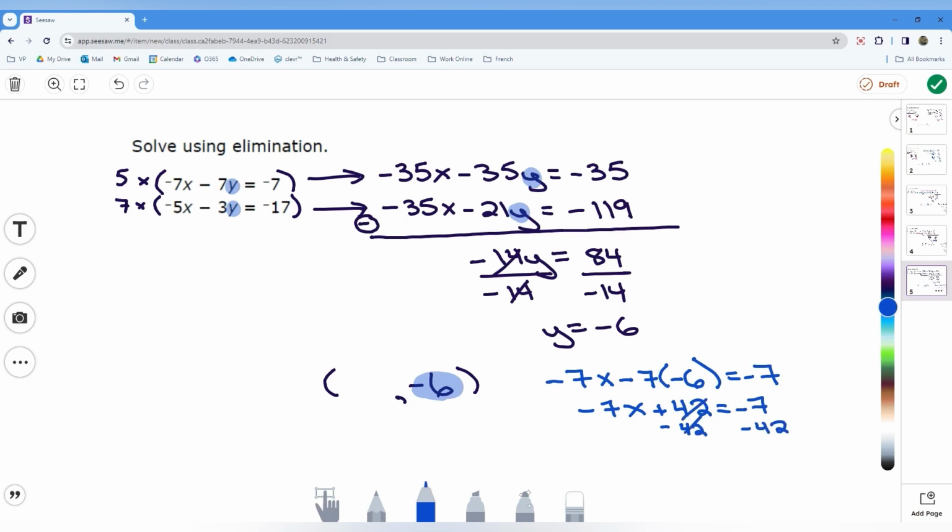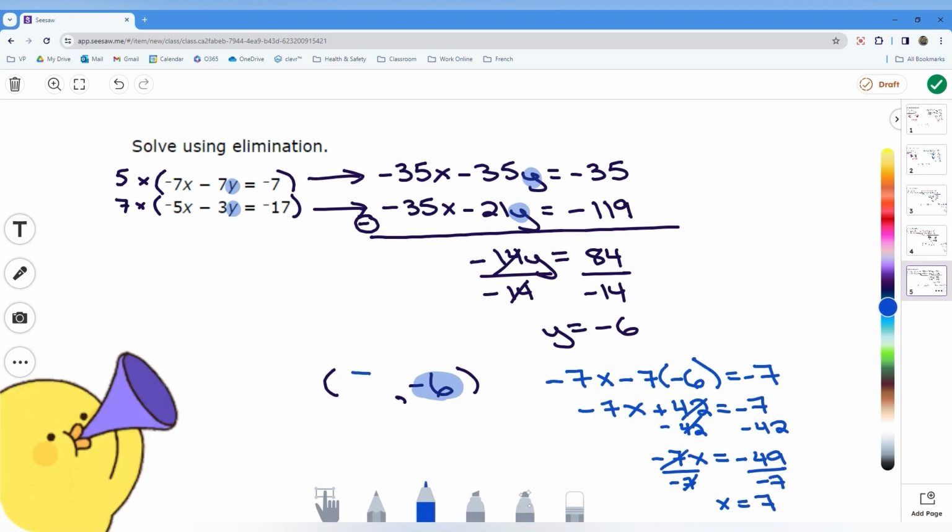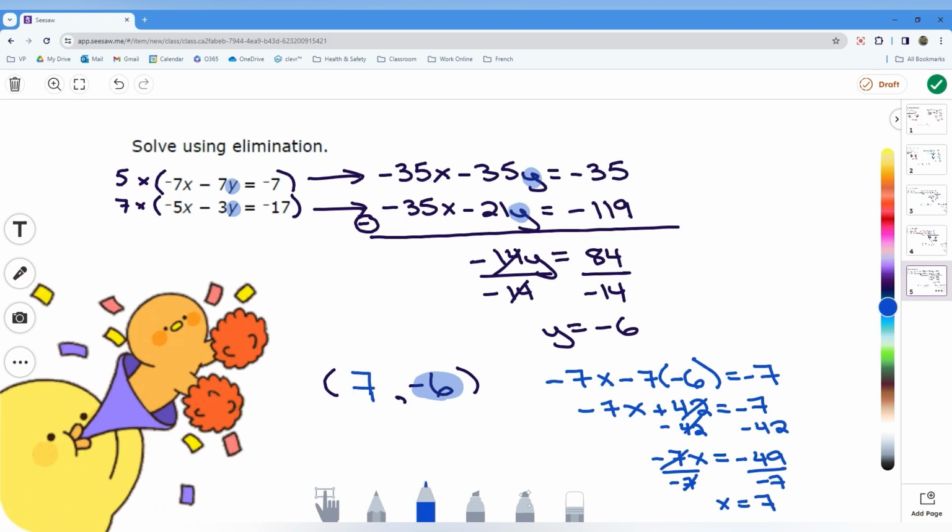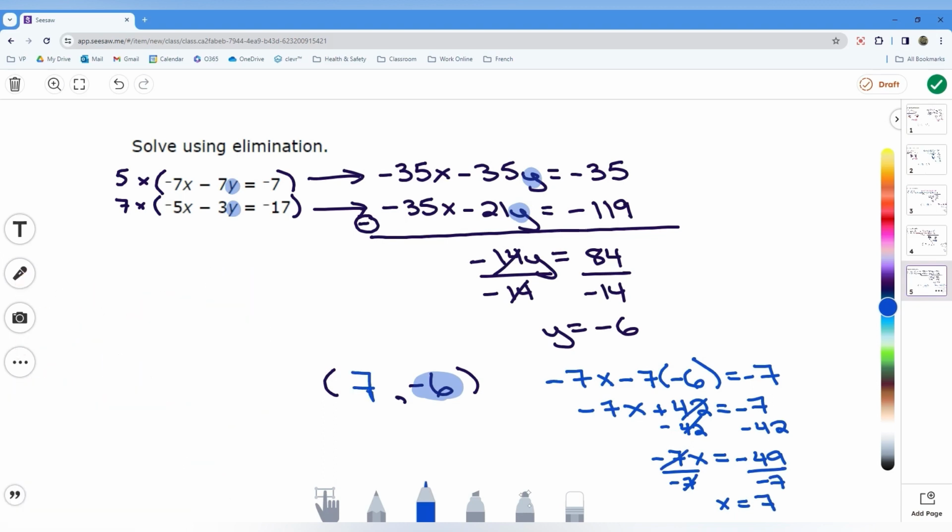That will cancel that out, leaving us with minus 7x. Minus 7 minus 42 more is a negative 49. And you can already see the last step. Divide both sides by what is attached to x. And so we get an answer of 7. So there is our solution set for this last one. So be careful. You might have to change one equation, both equations, or maybe none at all.